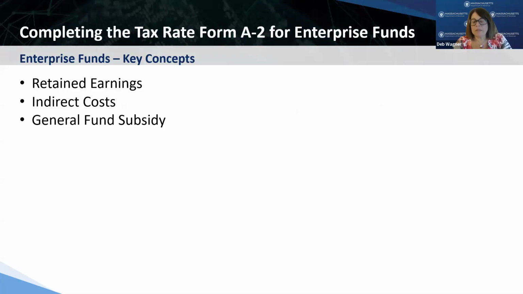So some key concepts that I think it's important for you to understand before we move on to completing the actual Form A-2 are retained earnings, indirect costs, and general fund subsidy. So we're going to now cover each of those topics.